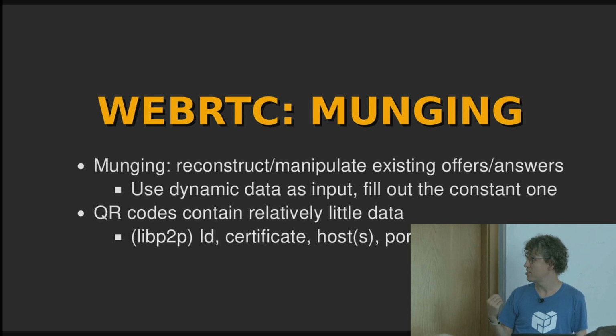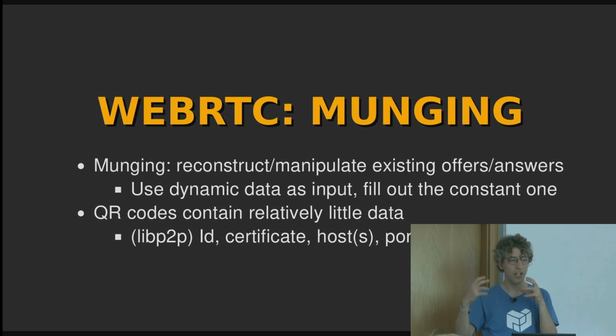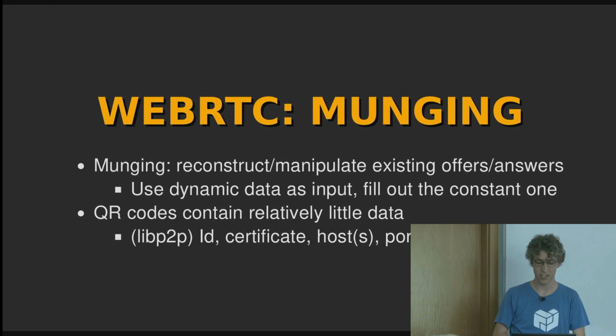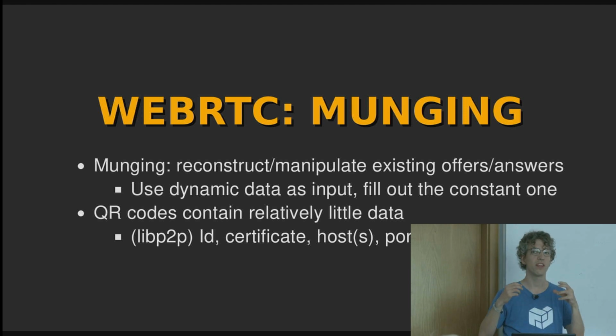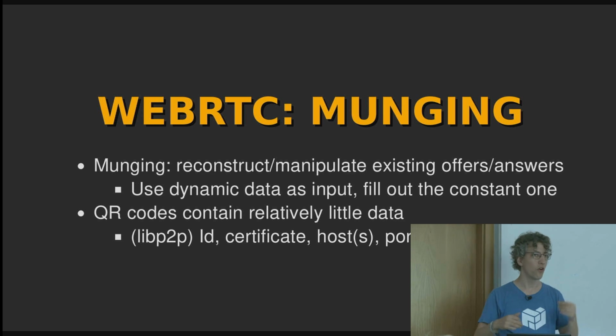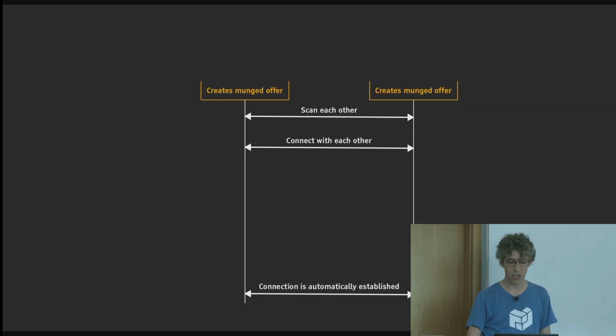So what munging means is you take the dynamic data, like your IP address, and then reconstruct the data that you would want to send, usually if you do it by the standard, and then just fill it out and do it locally. I will get into more details on the next slides. So what we do here is we have those QR codes, and as you've seen, they are relatively small because they only contain the data that we actually need, and not all the other stuff that usually you need for WebRTC. So what does it look like?